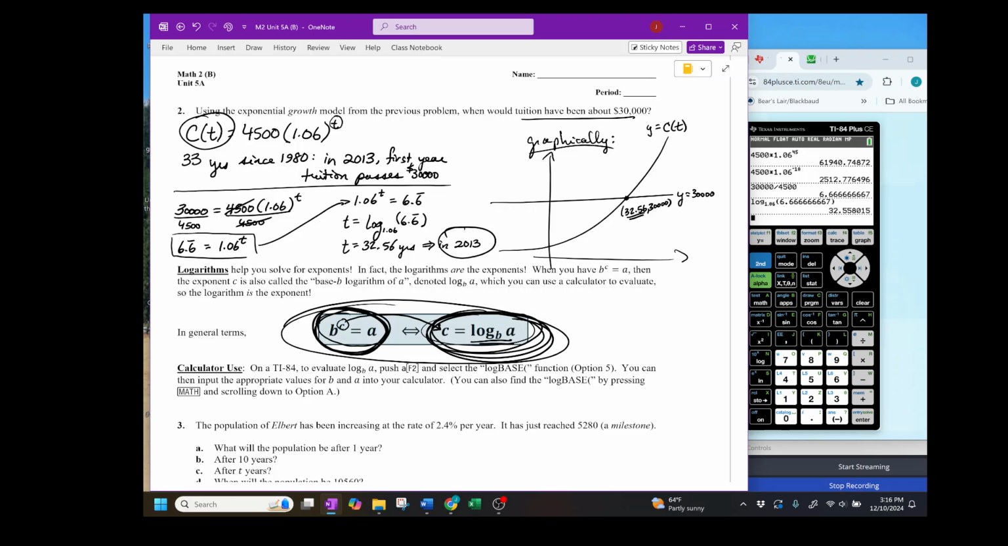Okay, so this log thing is super important. Make sure you get the idea that when you're solving for the exponent, you're really going to convert that exponential form into something called logarithmic form. And then you can isolate the exponent that way and just punch that part into a calculator.